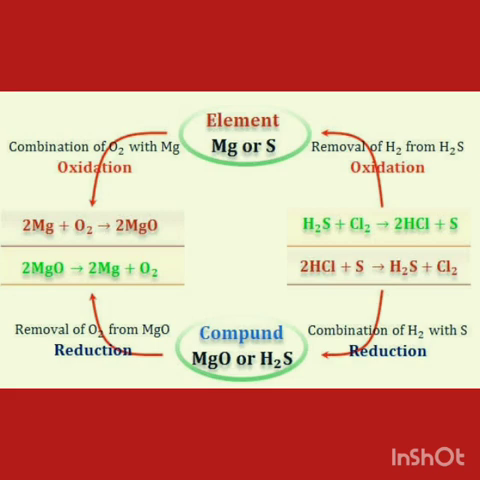So in this reaction, oxygen is adding, so it is an oxidation reaction. Whereas 2MgO gives out 2Mg plus O2. So in this reaction, removal of oxygen takes place, so it is a reduction reaction. Let's see one more example. H2S plus Cl2 gives out 2HCl plus S. So in this reaction, addition of hydrogen takes place, so it is a reduction reaction.